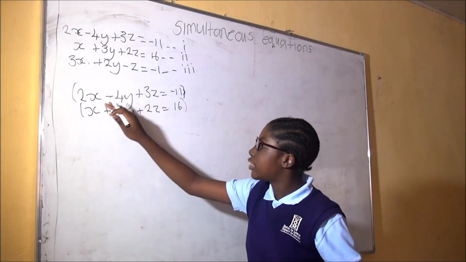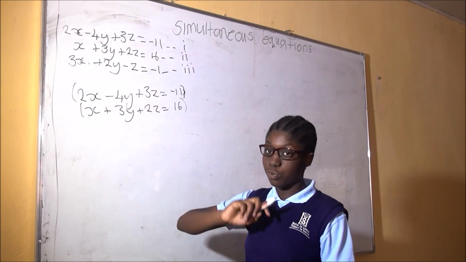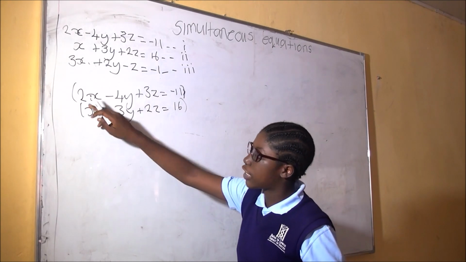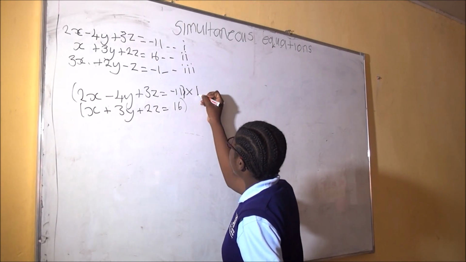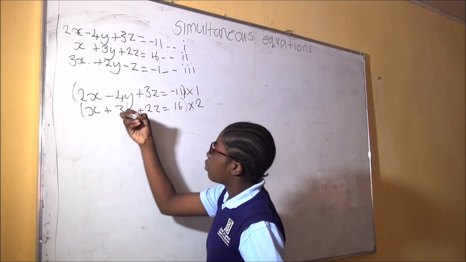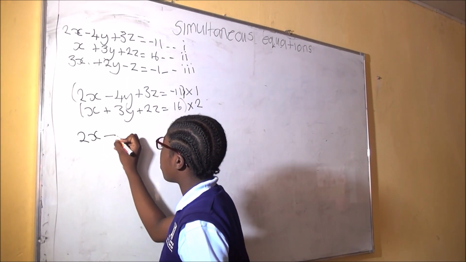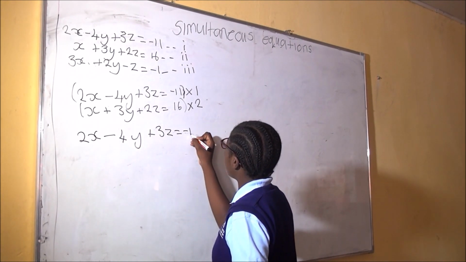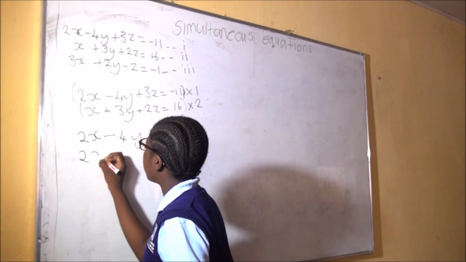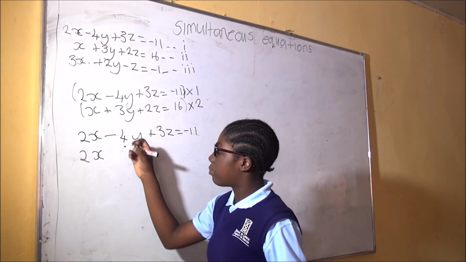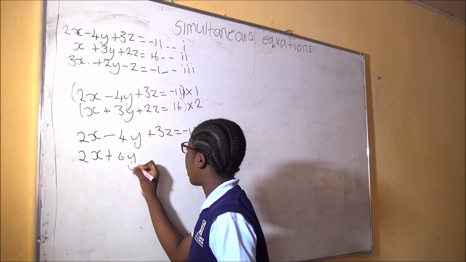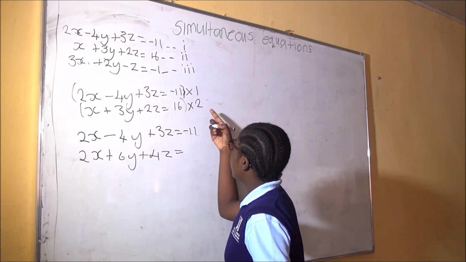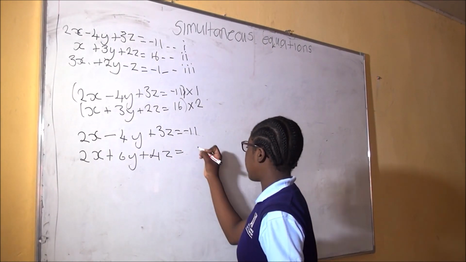I'm going to multiply the first equation by the coefficient of x in the second equation, which is 1, and multiply the second equation by the coefficient of x in the first equation, which is 2. So when you multiply, we're going to have 2x minus 4y plus 3z is equal to negative 11. And then 2x, 2 multiplied by 3, that is 6y, plus 2 multiplied by 2, which is 4z, is equal to 2 multiplied by 16, that is 32.